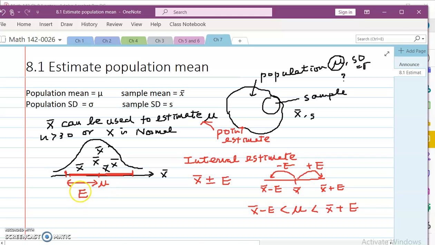We don't know where it is, but we know E is equal to the critical value z alpha over 2, which is this one, because this is alpha divided by 2. So these two are not supposed to happen. The middle is supposed to happen, times the standard error sigma over square root n.